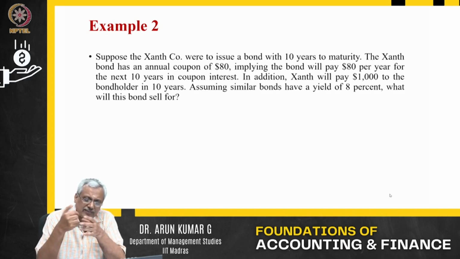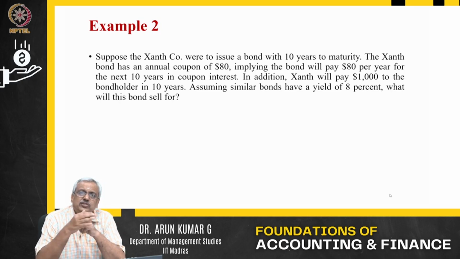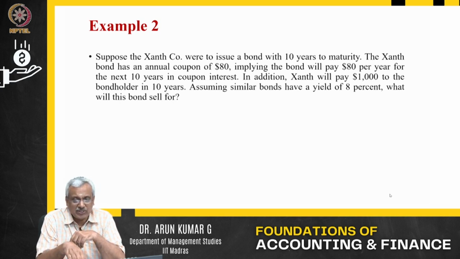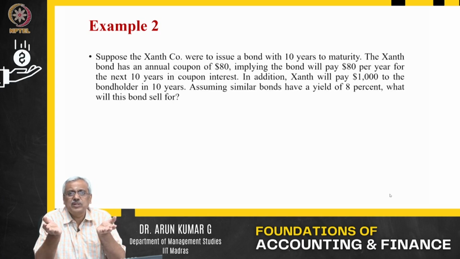That is, at the end of 10 years, they will pay $1,000 to the bondholder. That is the face value of the bond. Assuming similar bonds have a yield of 8%, what is the price at which this bond should sell? The bond is giving $80 per year on the face value, which is exactly 8%, and yields on similar risky instruments are also 8%. So ideally, what price should the bond sell at?